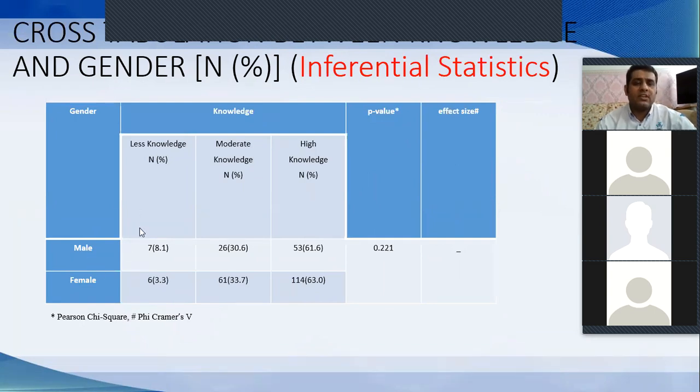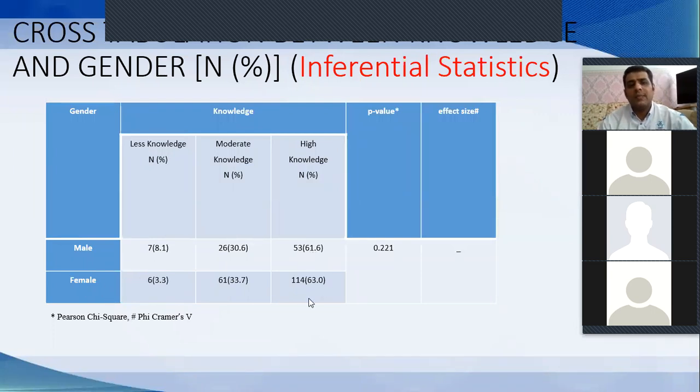So when we consider how many males have less good knowledge, they are seven in number, and 8.1% of the students have less good knowledge. Males with moderate good knowledge number 26, and the percentage is 30.6. How many have high knowledge? High means very good knowledge, they are 61.6%.